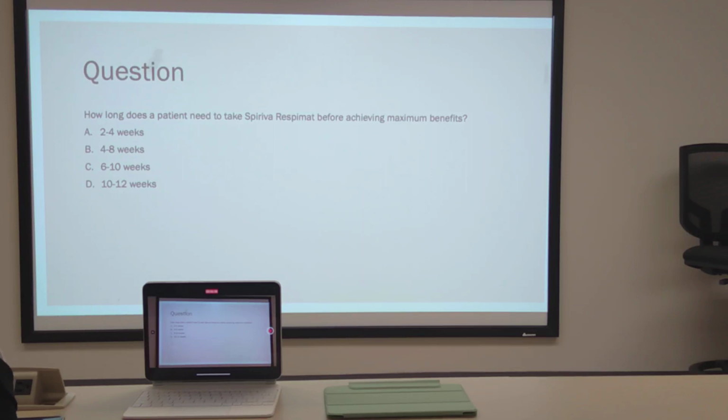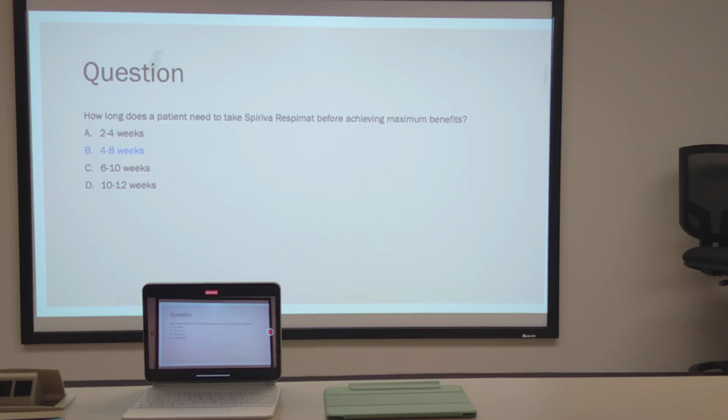Okay. How long does a patient need to take Spiriva before achieving the maximum benefit? 4 to 8. Yep, the correct answer is B.